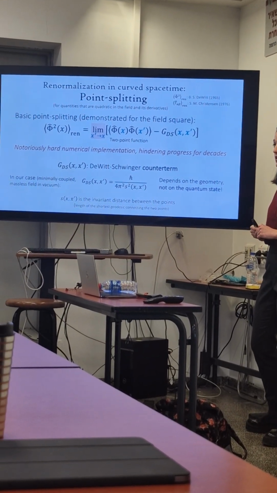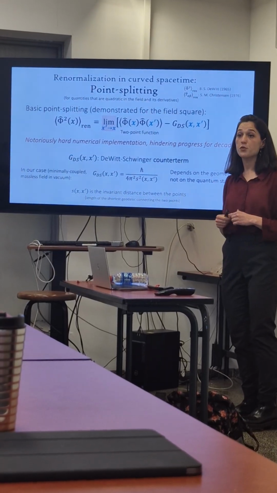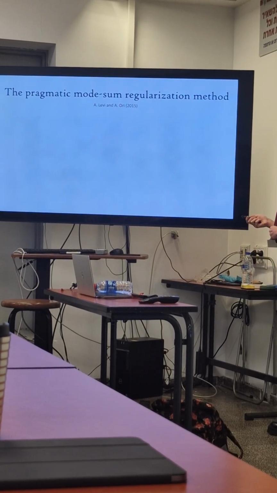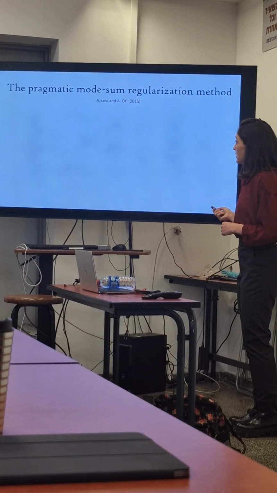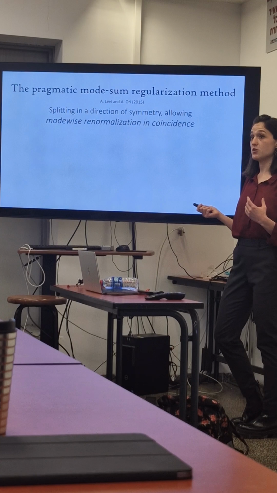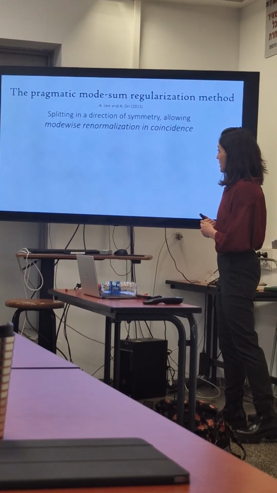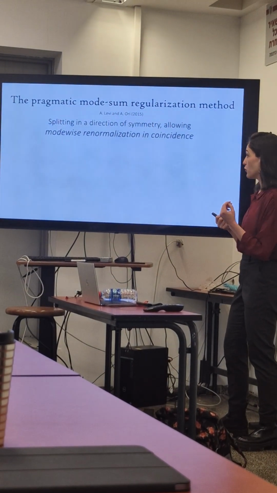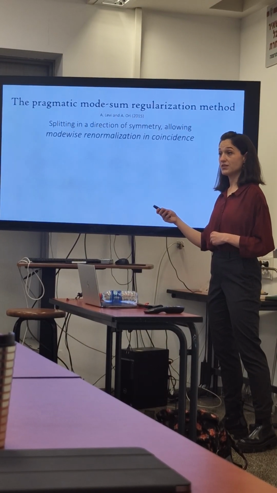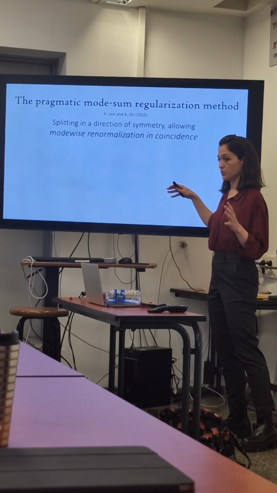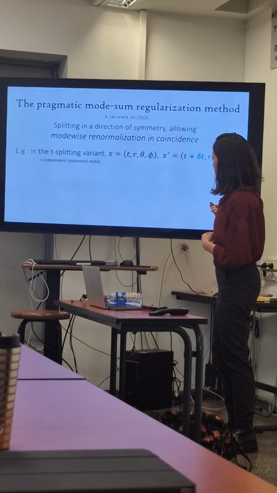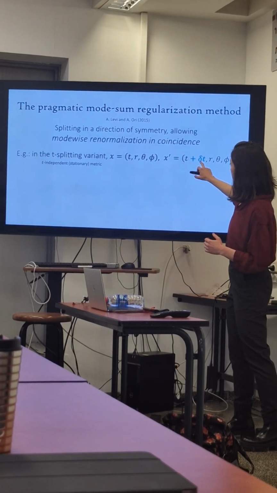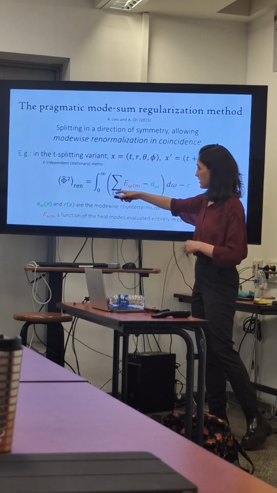But implementing this numerically turns out to be extremely hard, which has hindered progress in studying these problems for decades. The pragmatic mode sum regularization method by Adam Levi and Amos Ori allows performing computations within this point splitting procedure. The idea is that we can split in a direction of symmetry and then decompose the counter terms into modes and subtract them from the mode sums, and the entire numerical implementation is done at coincidence. Just as an example, in the t-splitting variant, which is good for a t-independent metric, we split the points in the t direction, and then schematically, the field square looks like that.